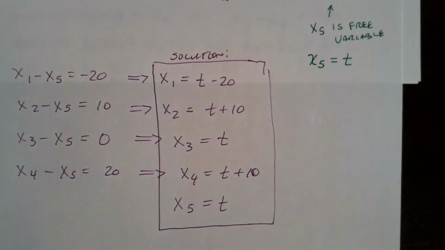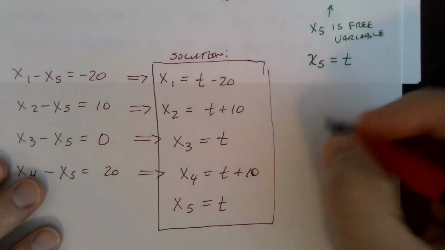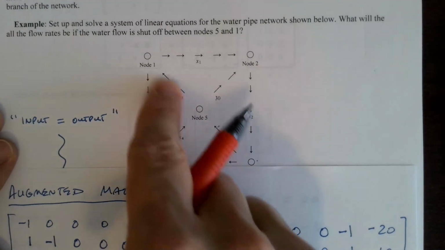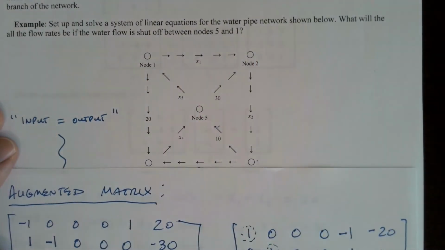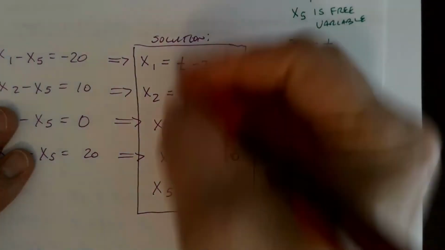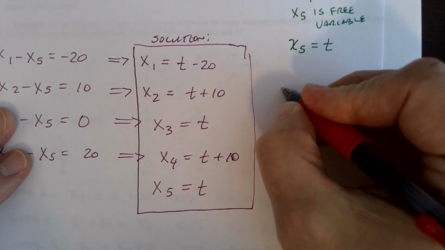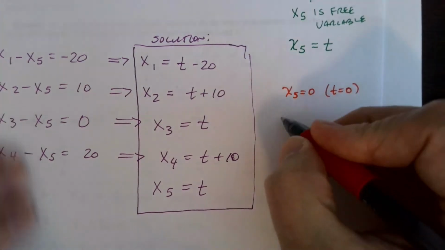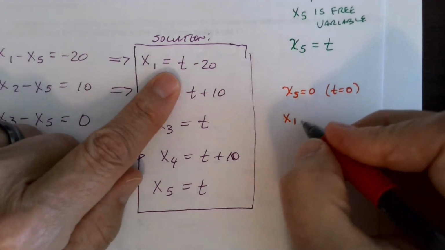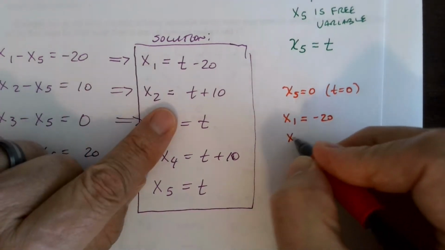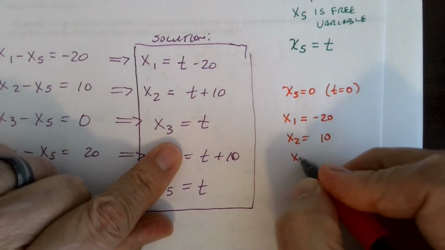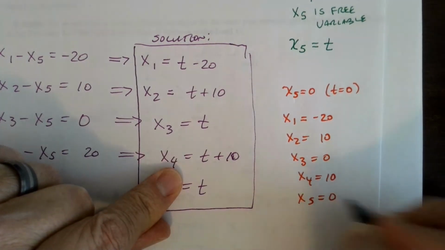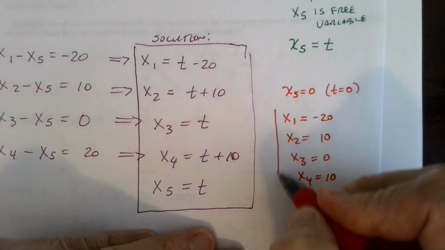Okay, so now what we look at is go back to the question. The question was, what if we shut off that flow rate from node 5 to node 1? That's x of 5 gets shut off. That means x of 5 goes to 0. How is everything else affected? Well, now that we have the general solution, I can find that particular solution, right? x of 5 is 0, or of course our parameter t being 0. What do we get? We just plug in 0 for t, we get x of 1 is negative 20. x of 2 is 10, x of 3 is 0, x of 4 is 10, and I'll just go ahead and say x of 5 again is 0. So there's our specific solution there.